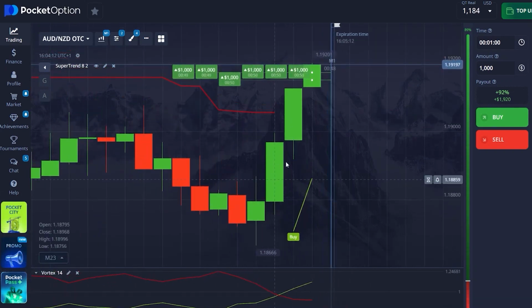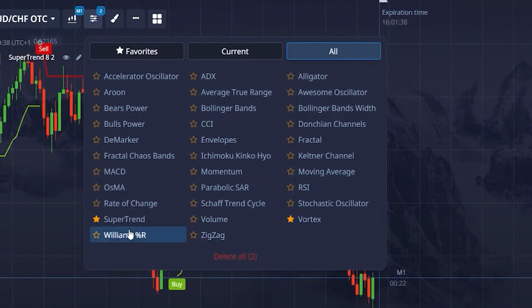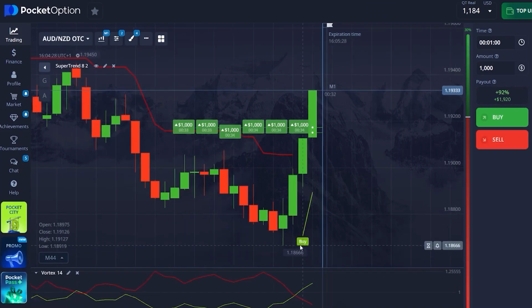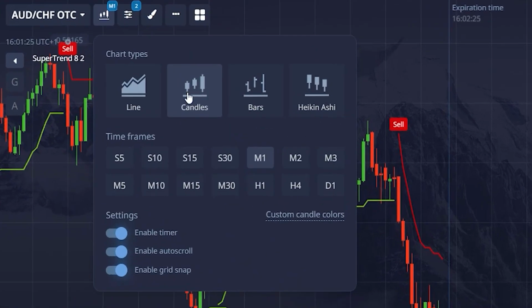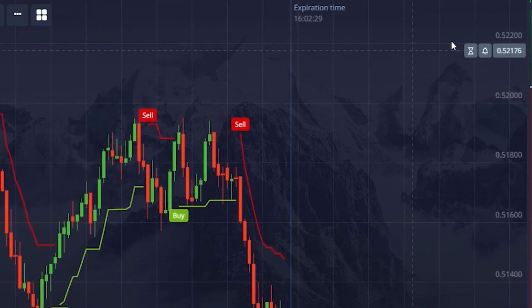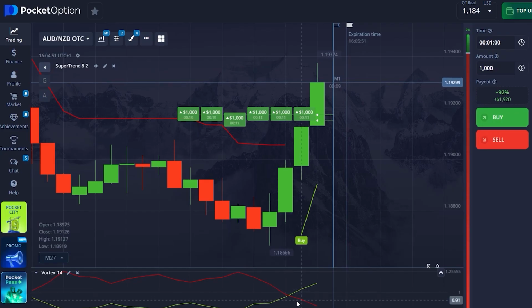In today's video, I'm going to be sharing with you how I make use of Supertrend Indicator and Vortex Indicator to create a high probability strategy. I'm going to be sharing with you the settings of those indicators, the exact candle time frame, and also the expiration time I use with this strategy. Everything I'm going to be sharing with you right here on this video.